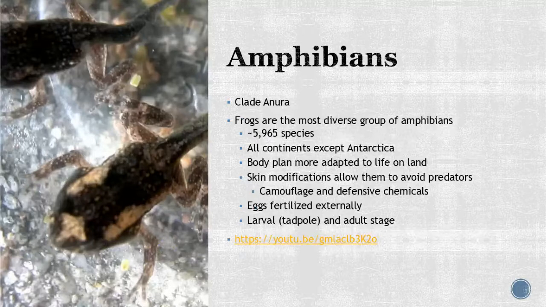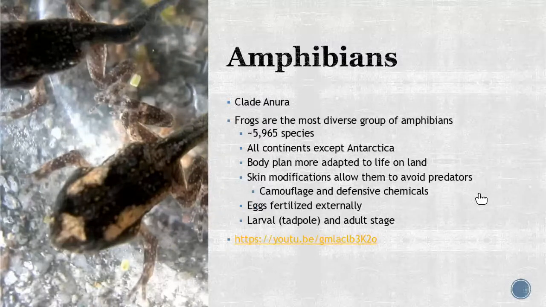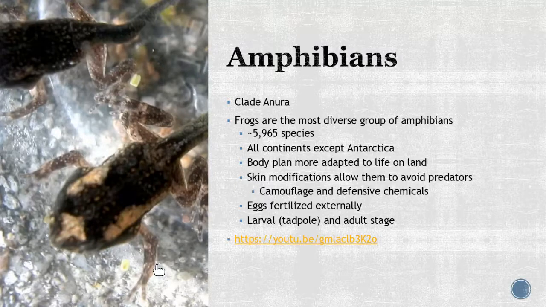Now the clade Anura, which happens to be the frogs, is your most diverse group, almost 6,000 species. What I thought was really cool about this is you can find them on all continents except Antarctica. Now, the body plan is more adapted for life on land. So these are like late tadpole stage. They still have that tail, but you're starting to see the limbs appear. And this is a cool video that walks you through the different stages, and you can actually see it change. I did a rotation in the developmental biology lab where I would study different stages of development, from the early tadpole on. So I think these guys are quite cool.